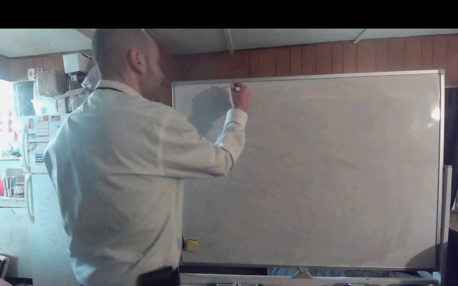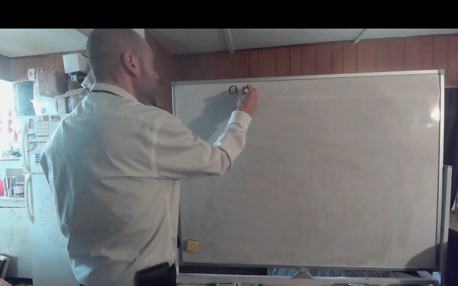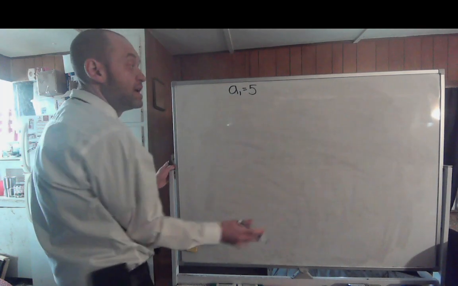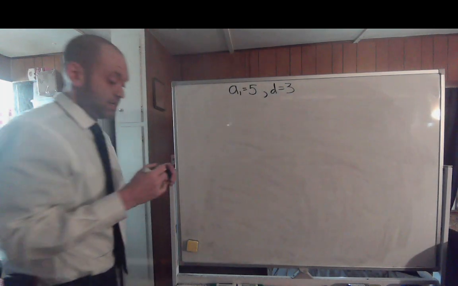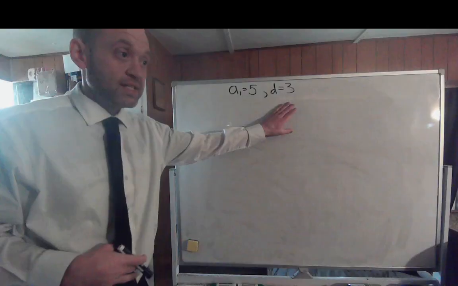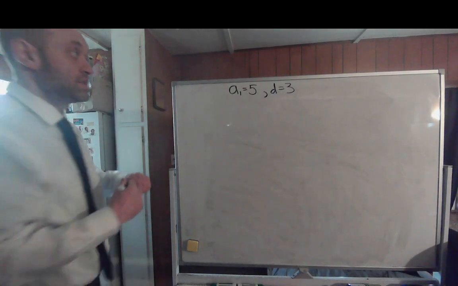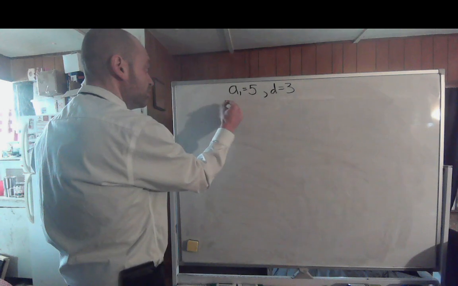Alright, now we have a sub 1 equals 5. This time you have a common difference of 3. So you have a common difference. This is an arithmetic sequence. So let's find the explicit formula first.